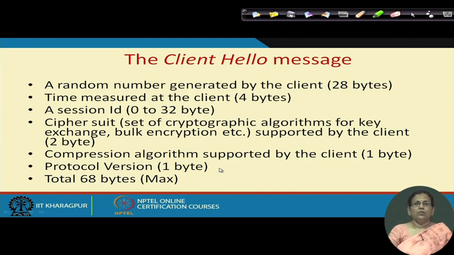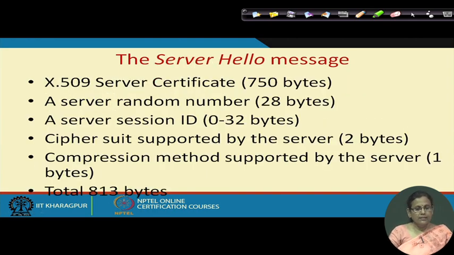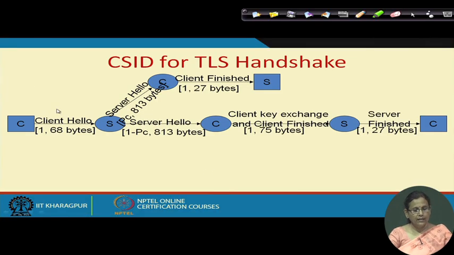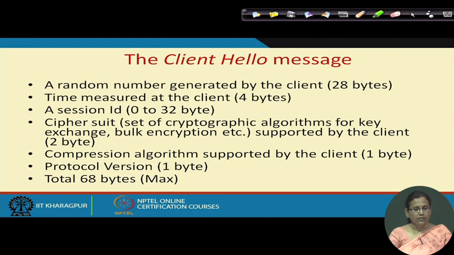Now, each of these messages that we saw just now, client hello, server hello, etc., let us see what all is included there. Client hello message: through the client hello message, what you send is a random number generated by the client, the time measured at the client, a session ID, a cipher suite, because now both the client and server are negotiating, because during symmetric key operation they are going to use the same cryptographic algorithm, same data compression algorithm, etc.